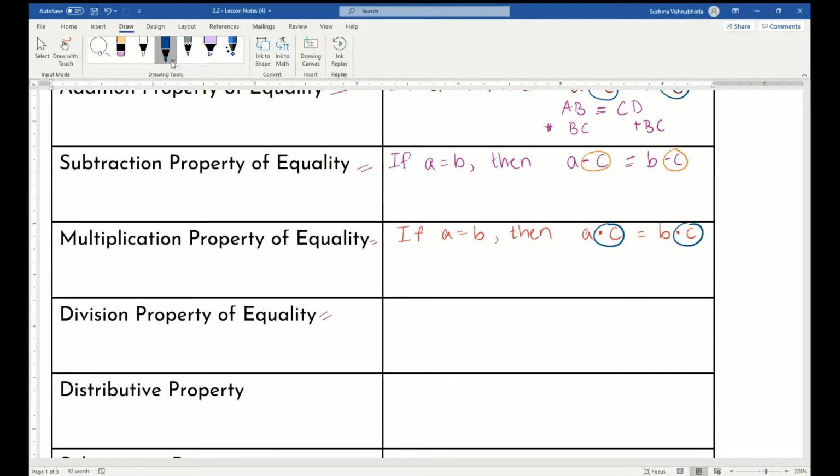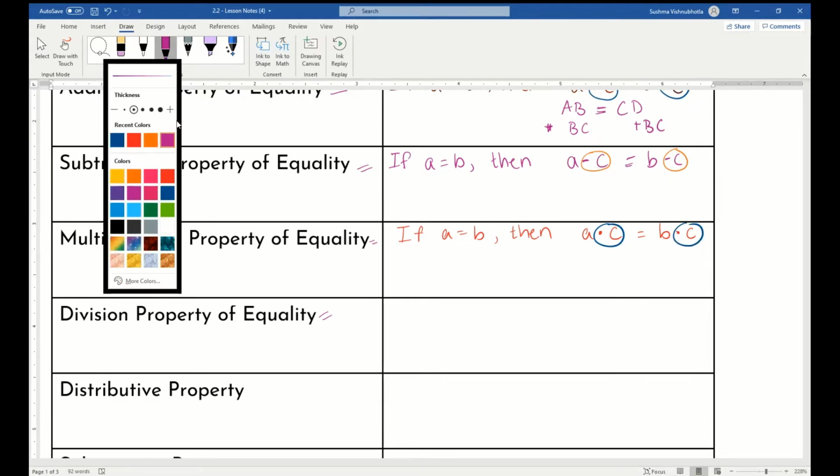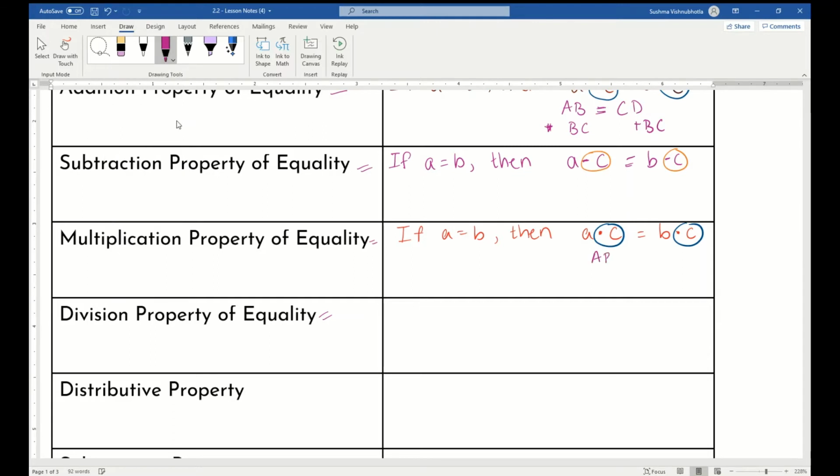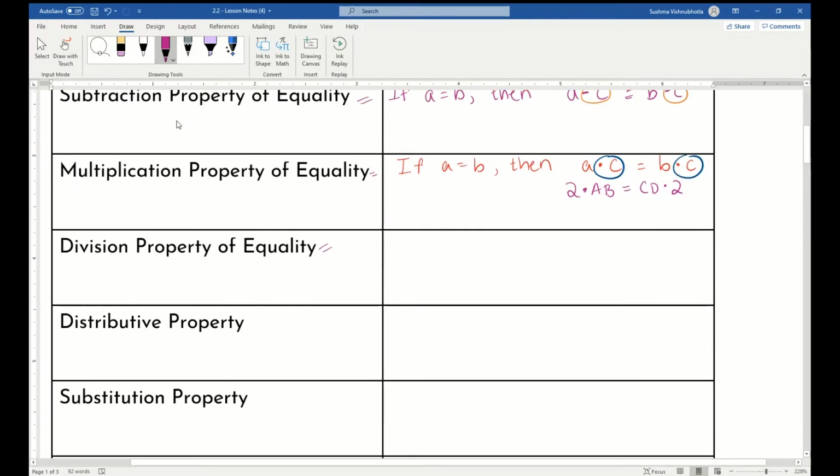In geometry, I guess this could look like if you have two quantities that are equal to each other, and maybe you're doubling both segments. So you can have these properties apply, especially when we start doing proofs, we're going to see statements that involve more letters than numbers.